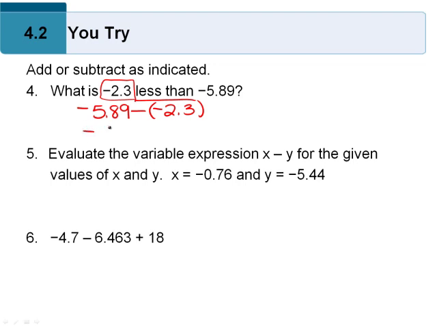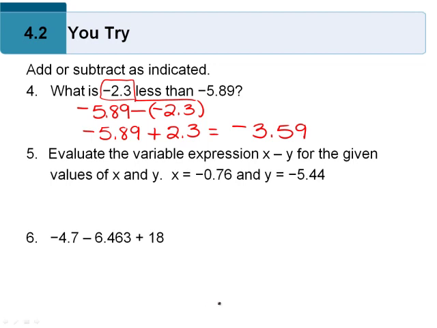So we have to keep that the same, change it to addition, and the opposite would become a positive 2.3. So now we have a negative and a positive. So the rule is subtract, keep the larger sign. So let's see, the larger sign is the negative. So I'm going to put my negative there. And I have 5.89 minus 2.3, and that gives you a negative 3.59.